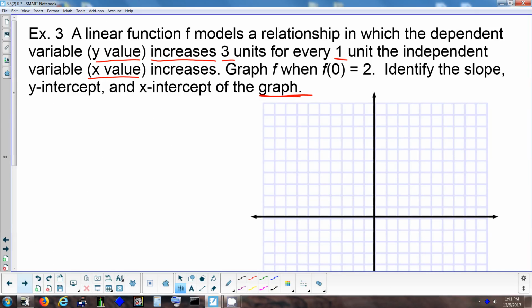Guys, on your notes, it says also the y-intercept of the function f is 3. Cross that out on your paper. This seems different. I want you to cross that out and write, instead, graph f when f of 0 equals 2. So where it says also the y-intercept of the function f is 3, cross that out and write this in.